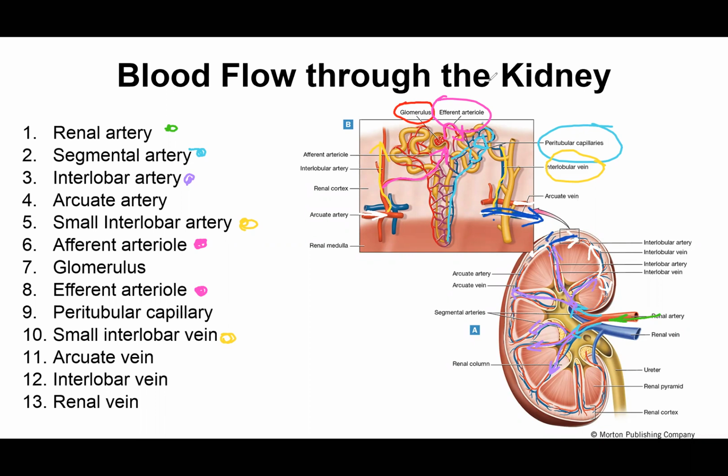Now remember, blood is now flowing in the opposite direction because we're exiting the kidney. So from the arcuate vein, all the arcuate veins are going to lead into an interlobar vein. The interlobar veins are all going to lead into the renal vein, where the blood inside will then exit the kidney. Okay, so this is just the way that blood is going to flow through the kidney.